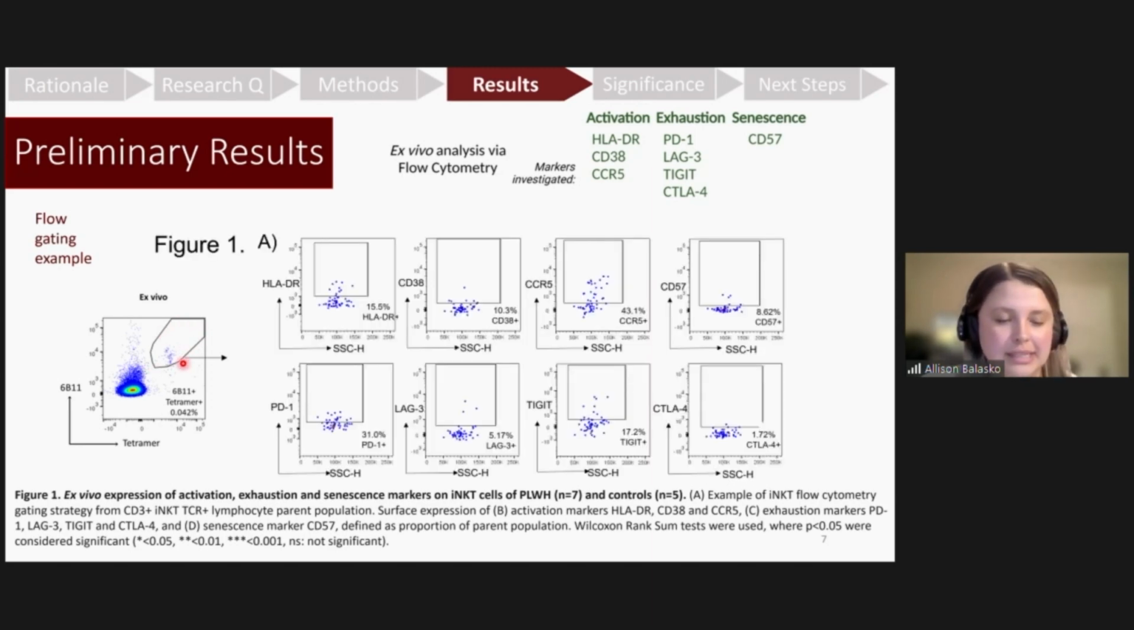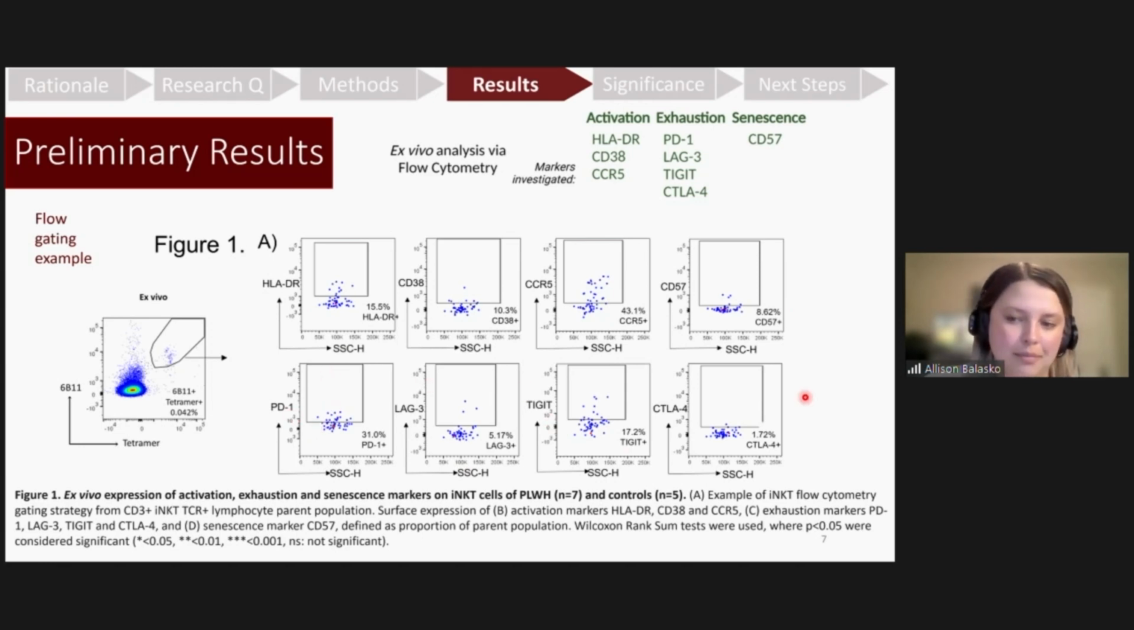Then I move into those and look at the expression of the activation, exhaustion, and other markers. To simplify this, the x-axis of everything here is the same. It's just the size of the cell and its density. The y-axis is changing. We're looking at things like chronic activation markers here, CCR5 expression, and senescence markers. On the bottom here, this is how we identify who's positive for those exhaustion markers.